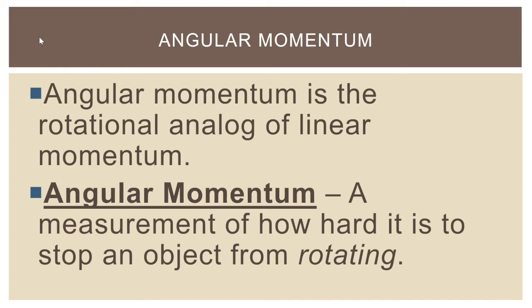Linear momentum is a measurement of how hard it is to stop an object from moving linearly. Angular momentum is a measurement of how hard it is to stop an object from moving angularly, or in other words, rotating. Take a second to pause this video here and write that down. And when you hit play, we'll move on.